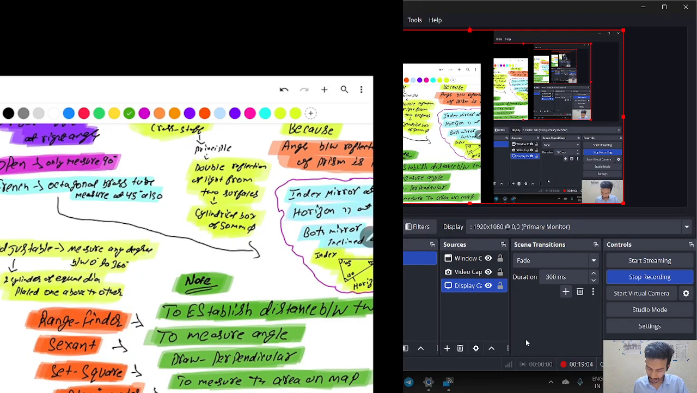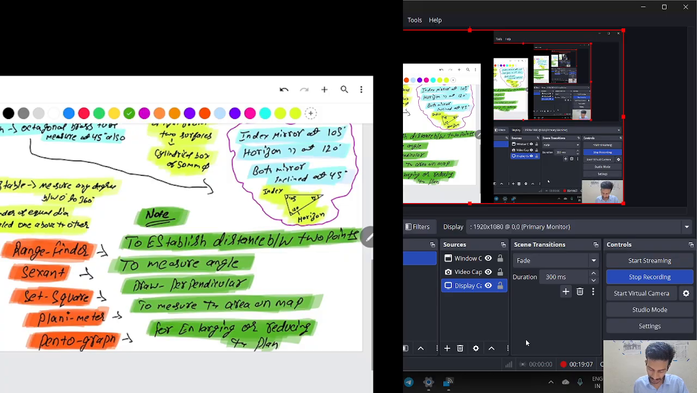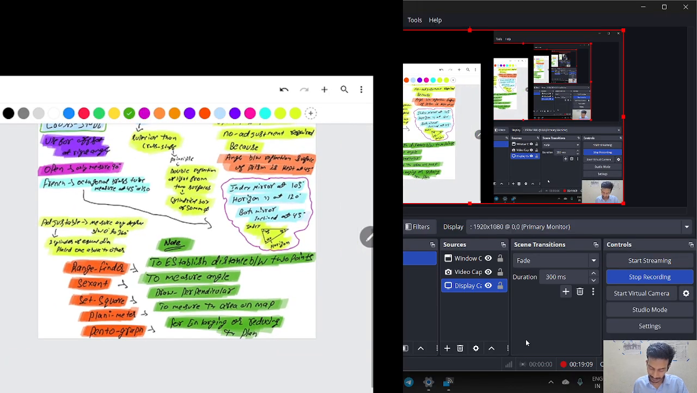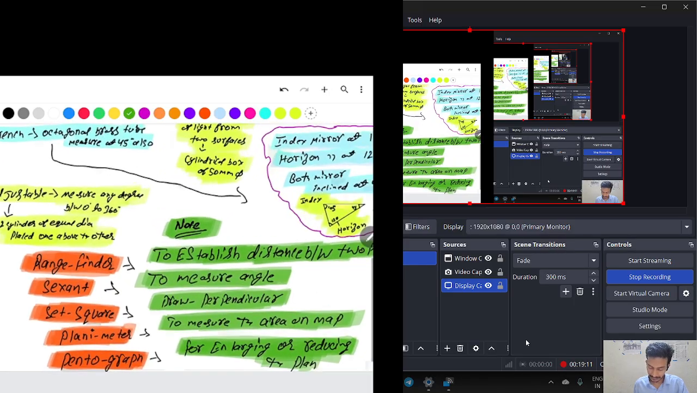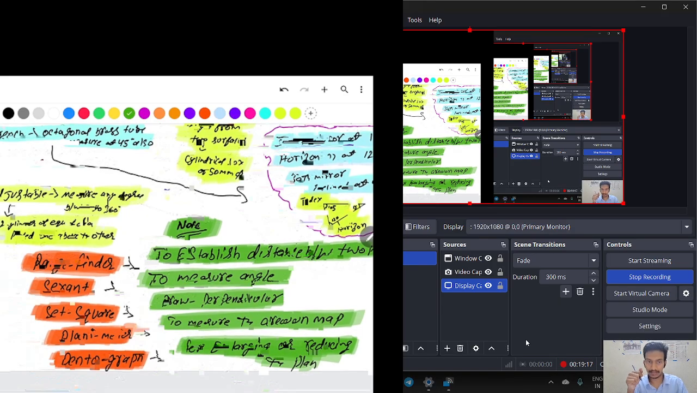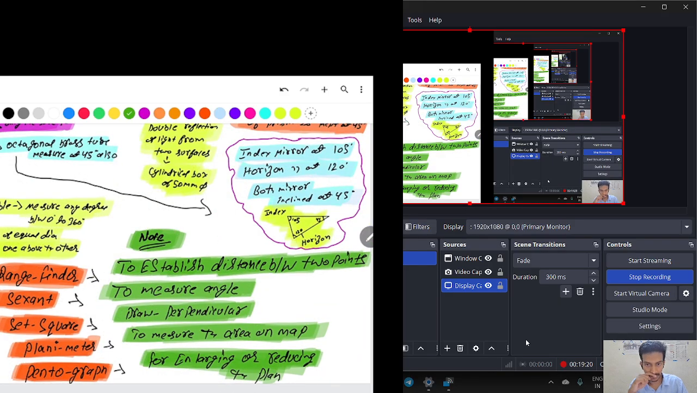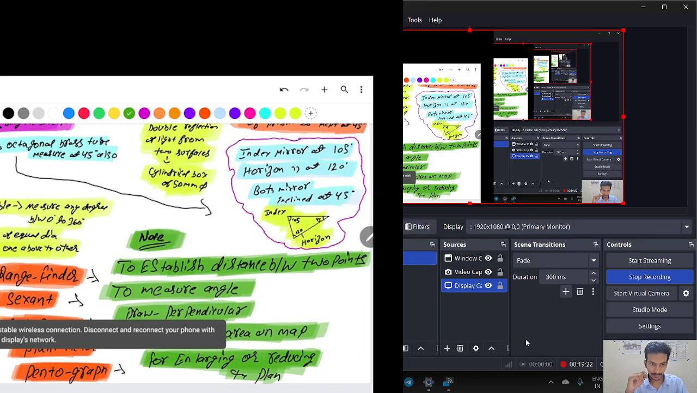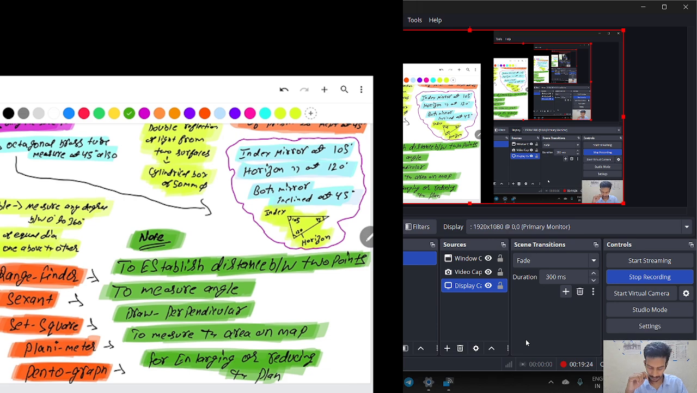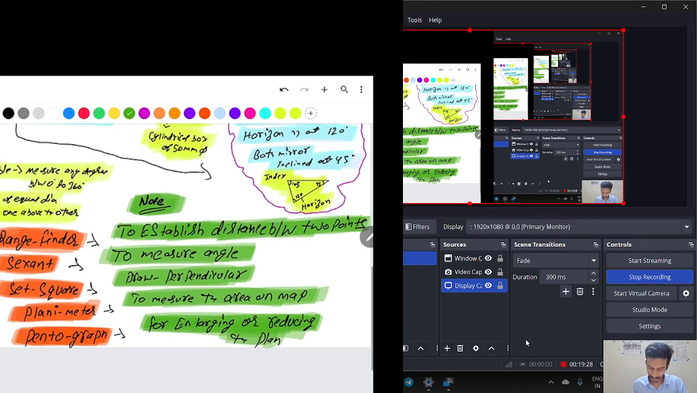The final note of this subtopic is summarizing. Range finder establishes the distance between 2 points. Sextant measures angles. Then the set square is for drawing perpendiculars, planimeter measures area on a map, and pantograph is for enlarging or reducing the plan.